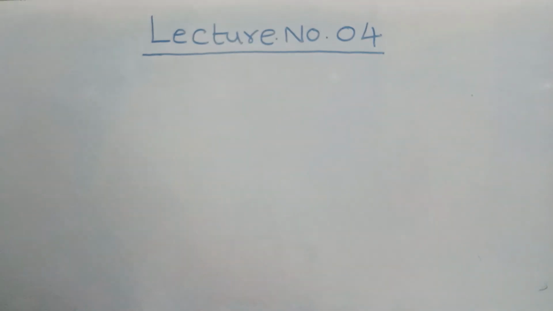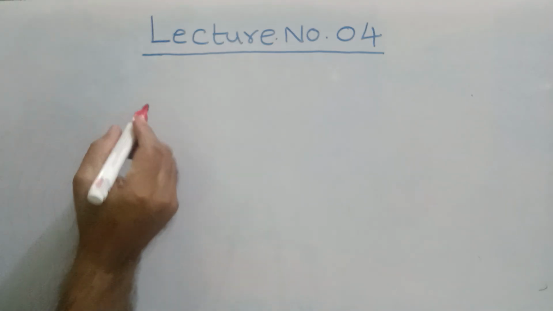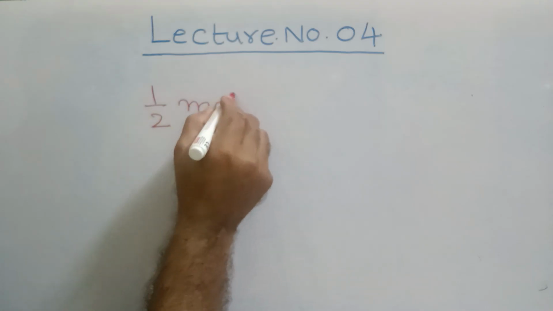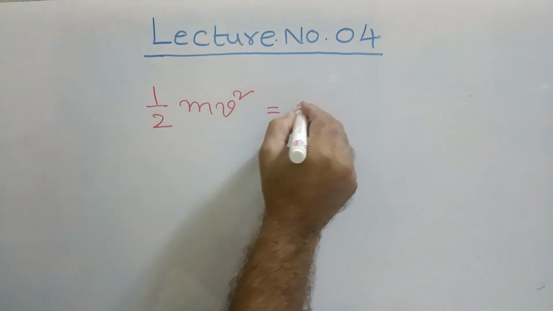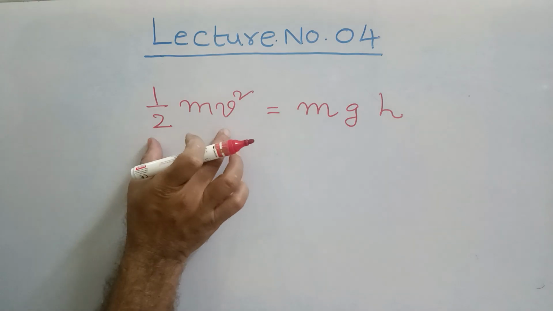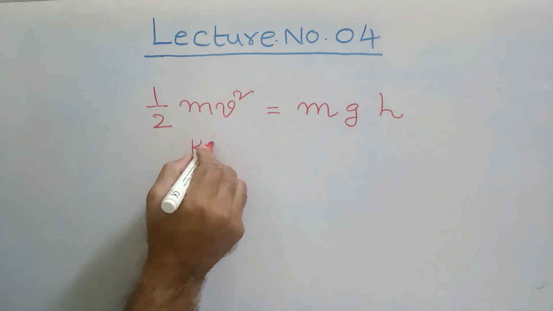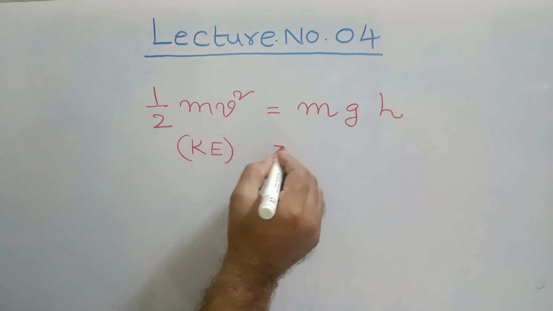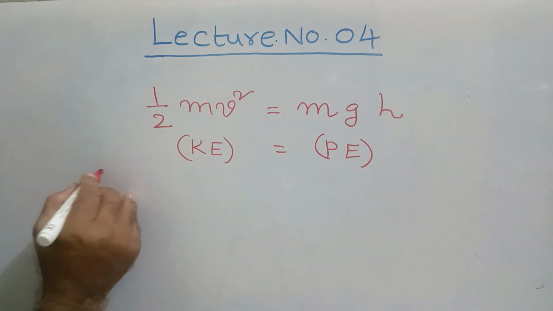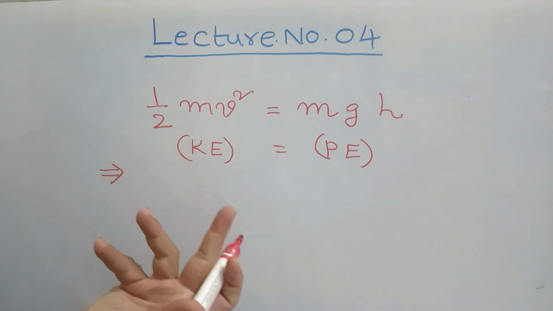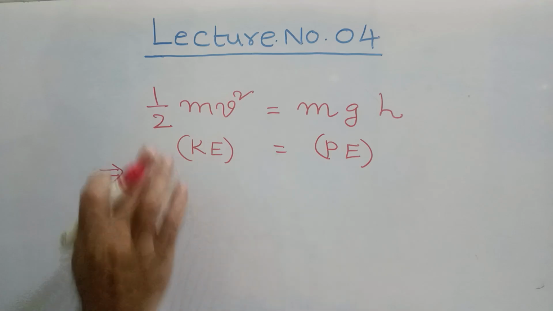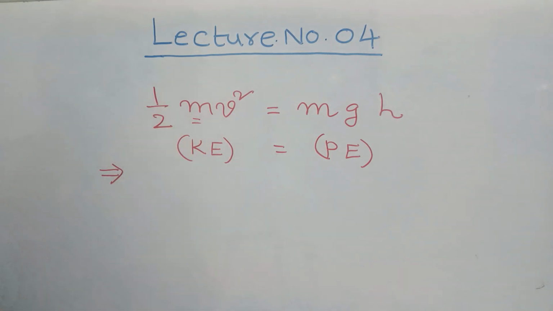In fact, physics is a very beautiful, lovely subject in general. Let us see. The left hand side is half m v square, and the right side is m g h. As I already told you, this part is the kinetic energy, and this is your potential energy. This is the given equation. However, half is a constant, therefore there is no unit for that. Half is a constant.